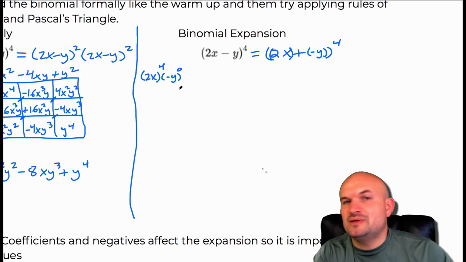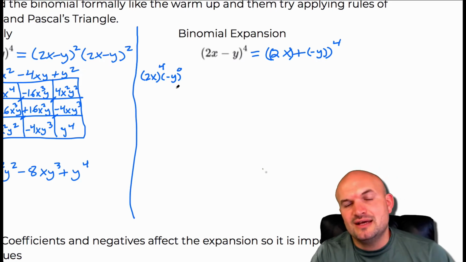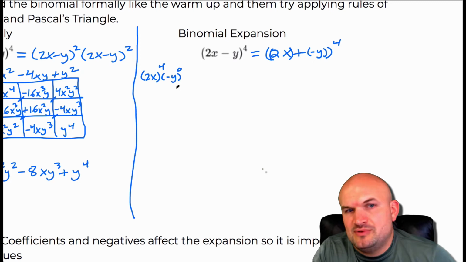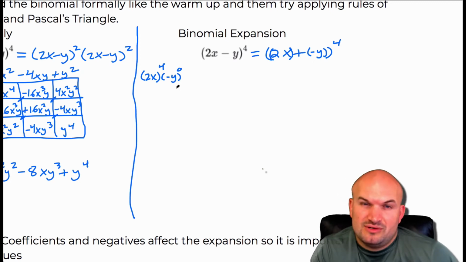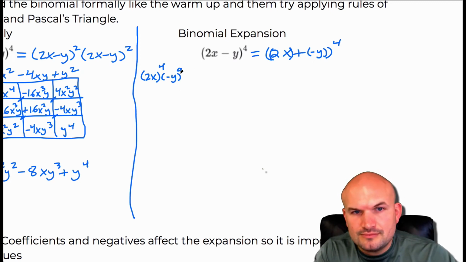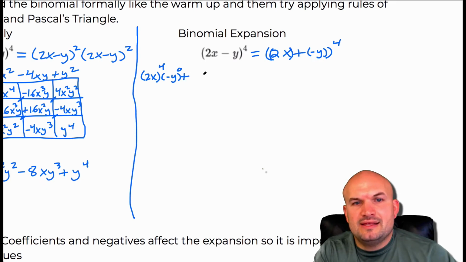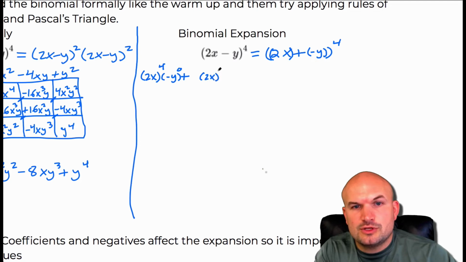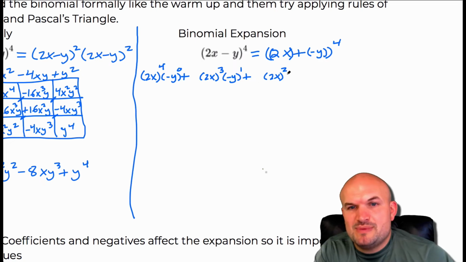Now again, I'm only doing this just so you can kind of see the patterns. Once we get into further examples, you're not going to write the negative y to the 0 because we just know it equals 1. Now I'm going to leave a little bit of space, which we'll talk about later. And then let's do the next term. So the next term is 2x cubed times negative y to the first, plus 2x squared.